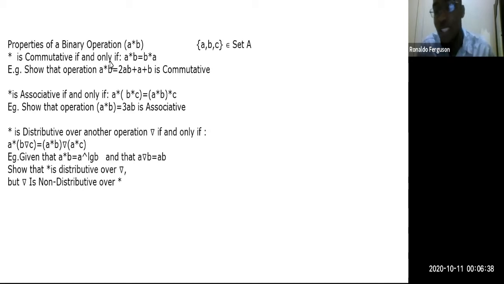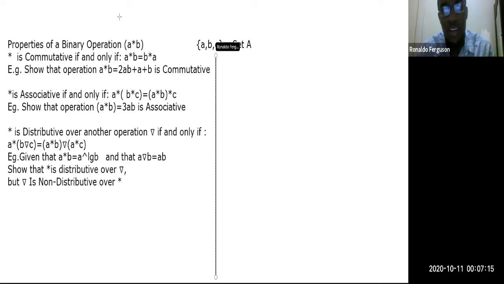But this is the beauty of mathematics, linking all of our knowledge, right? So here's the biconditional statement: star is commutative if and only if A star B is equal to B star A. So for example, it says show that the operation A star B, which is 2AB plus A plus B, is commutative. So to show this, let's do the solutions over this side. I'm going to write in red now.